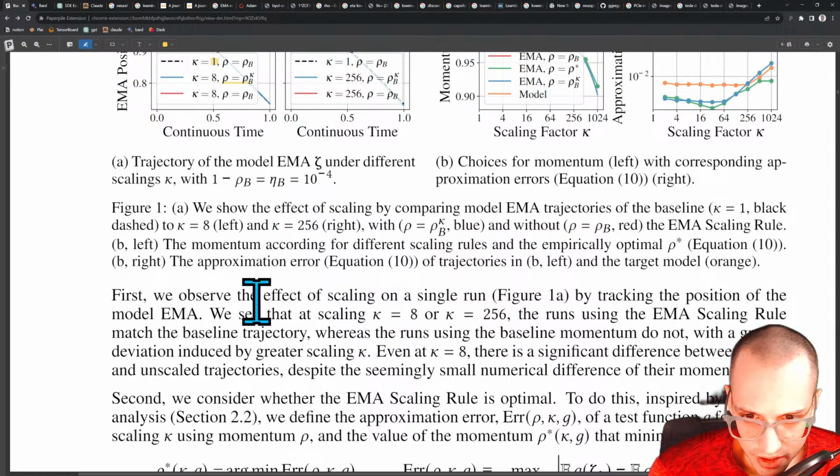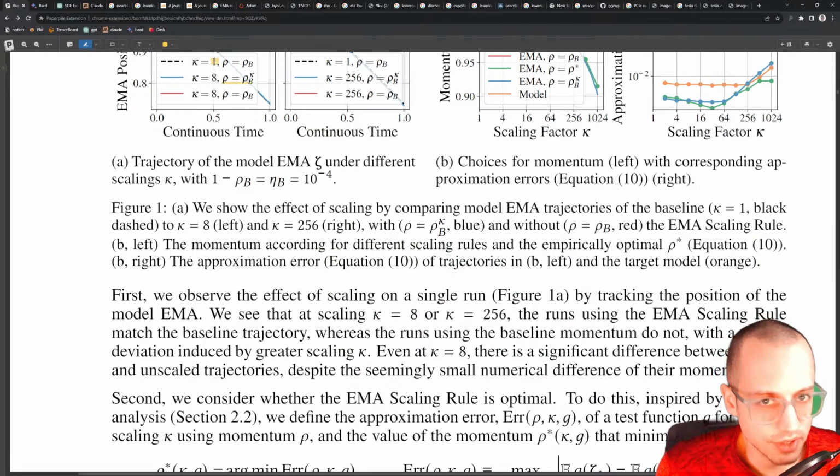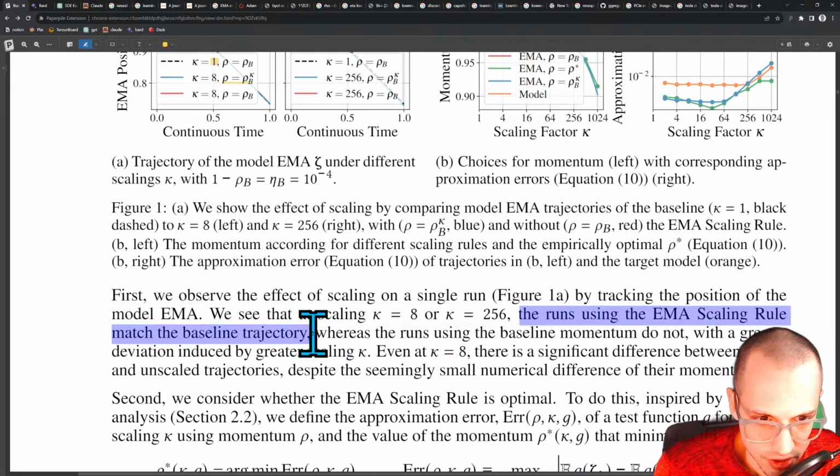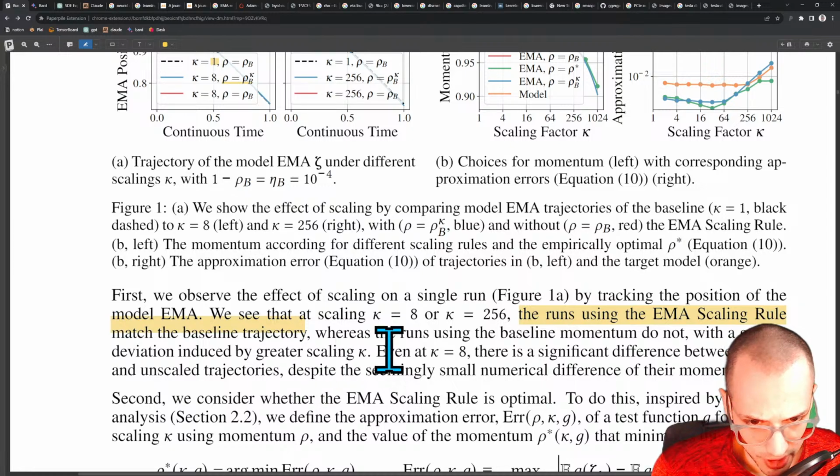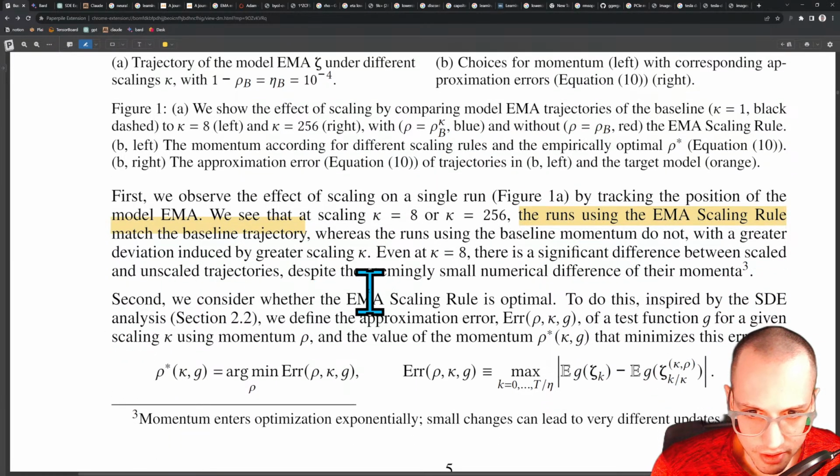First, we observe the effect of scaling on a single run by tracking the position of a model EMA. We see that scaling at k equals 8 or k equals 256, the runs using the EMA scaling rule match the baseline trajectory. And that's really all they're trying to show you here, is that basically it is what we would expect it to be. Whereas the model runs using the baseline momentum do not, with a greater deviation induced by greater scaling. There's a significant difference between scaled and unscaled, despite the seemingly small numerical difference of their momenta.